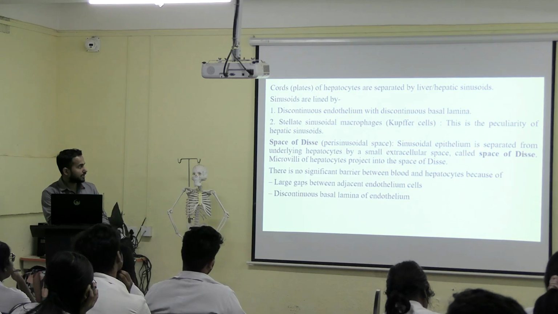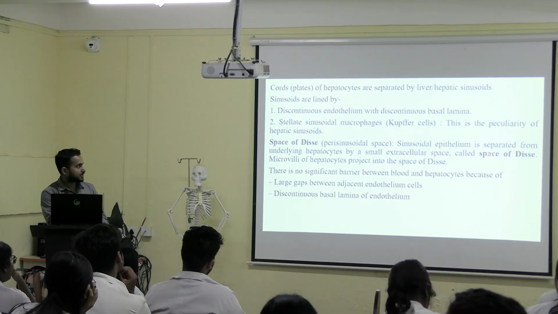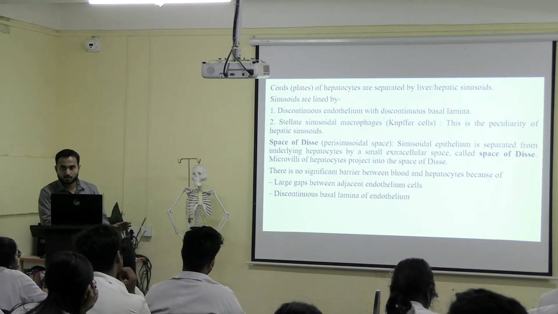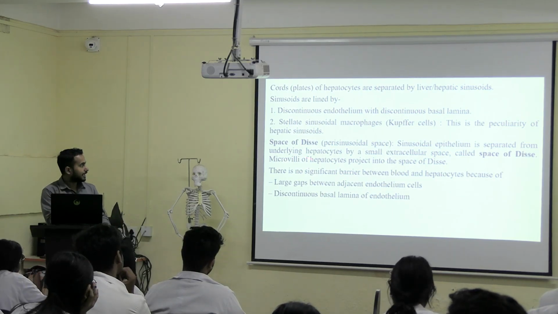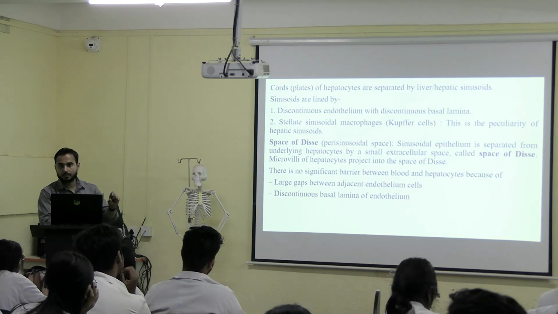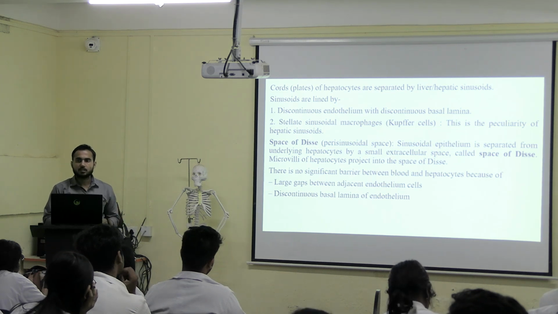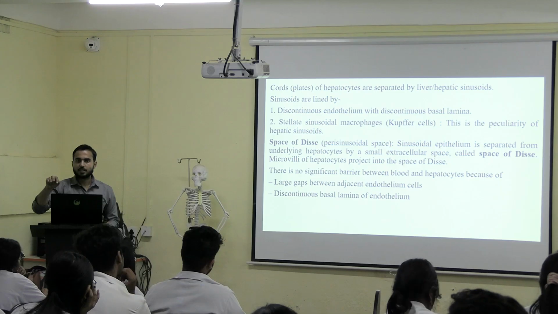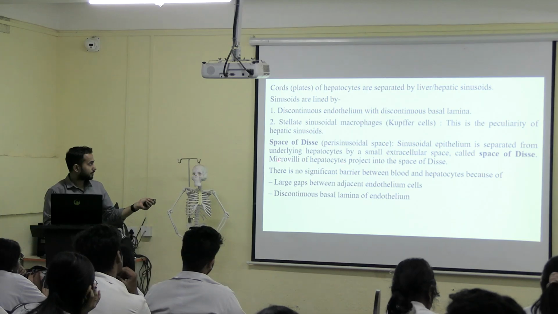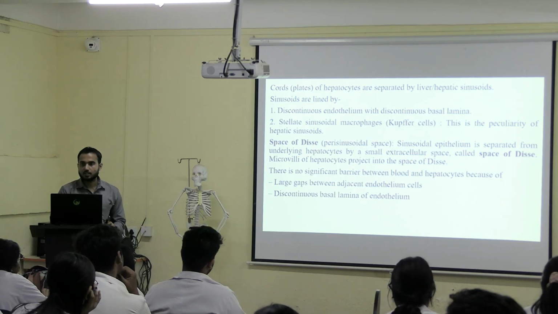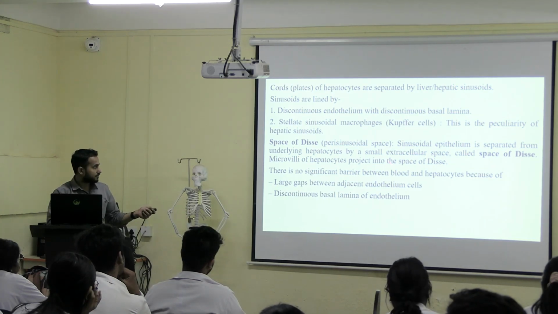So the sinusoidal epithelium is separated from the underlying hepatocytes by a small extracellular space, that is called the space of Disse. Okay, that means between the endothelium of the sinusoid and the hepatocytes, a small extracellular space is there, called the space of Disse. The hepatocytes have microvilli, and those microvilli are projecting into the space of Disse. Okay, this is the important significance of this particular space.